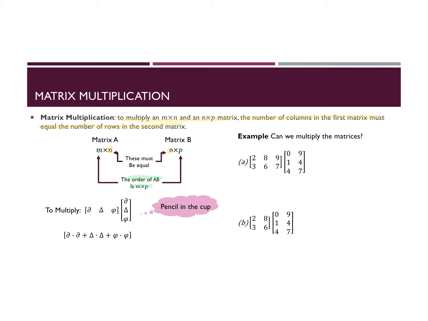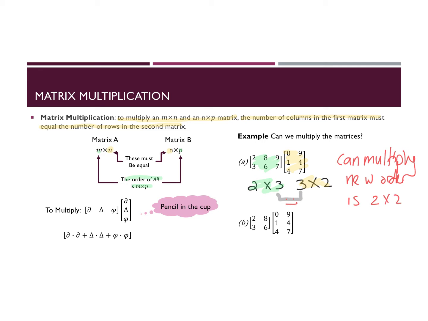So if we look at our first type of question, it says, can we multiply these two matrices? Well, the matrix on the left is a 2 by 3 matrix, and the matrix on the right is a 3 by 2 matrix. So again, the order of the matrix on the left is 2 by 3, and the order of the matrix on the right is 3 by 2. And because these threes match here, we can multiply the matrices, and the new order is a 2 by 2 matrix.